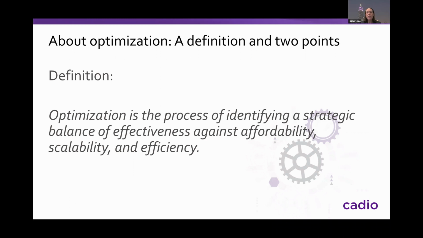And this idea of a definition: I'm seeing the word optimization used a lot in behavioral science these days. And I just would like to implore all of you, if you use optimization in your work, define it clearly. I don't think you necessarily have to use my definition, because optimization is a broad term, but I think you need, whenever it's used, a definition so that it's clear exactly what you're talking about. Our definition of optimization is this one you see on your screen. It's the process of identifying this strategic balance we talked about of effectiveness against affordability, scalability, and efficiency.